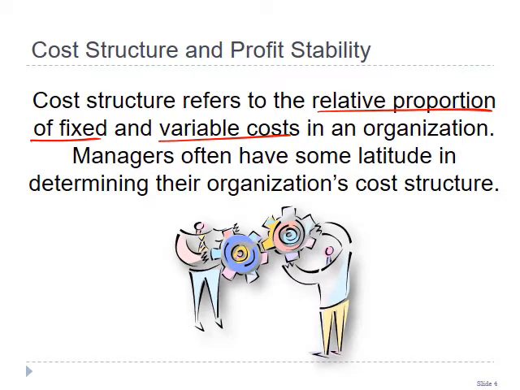In other companies, managers often have some latitude in determining their organization's cost structure. They can decrease their variable cost to check the profitability, they can decrease their fixed cost, or they can choose a mix of fixed and variable cost. And in more complex situations, they can also change the sale price and the number of units sold. So let's move further to explore this.